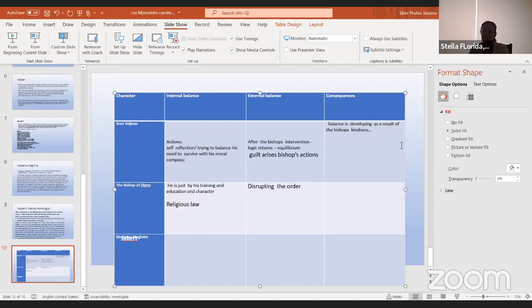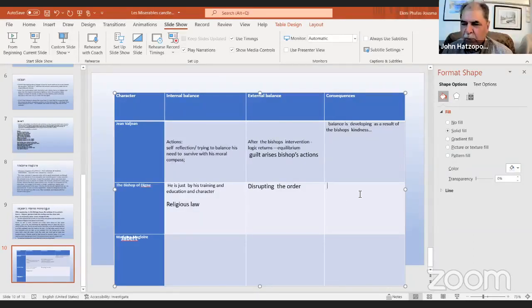That is true. As a work of fiction, that's what Hugo is trying to portray. Exactly. We have to just take that at face value, that the society is out of balance, of course. Right. So is the bishop putting it back in balance? Is that what you're saying? That the bishop is putting it back in balance?